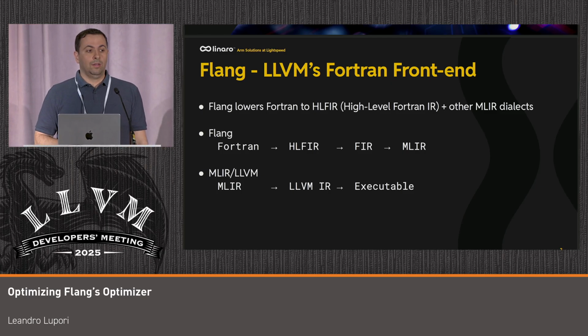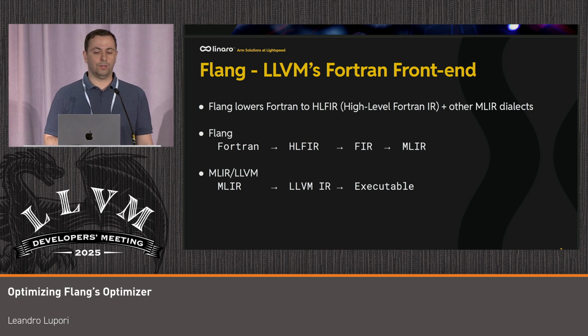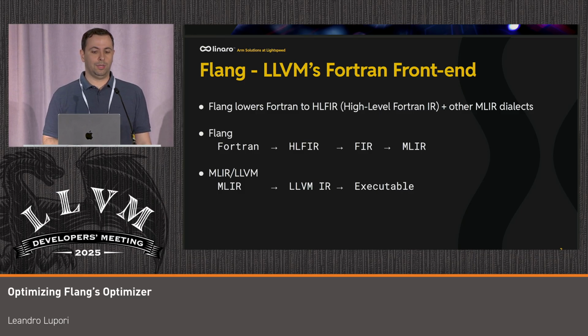And just a quick review about what is Flang. It is LLVM's Fortran frontend. And it lowers Fortran code to high-level Fortran IR that is then converted to Flang IR and then to other MLIR dialects. From this point on, MLIR and LLVM perform the remaining build steps to produce an executable.